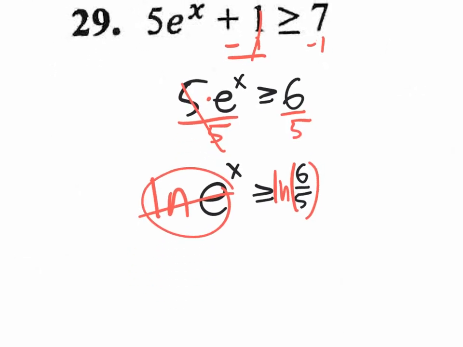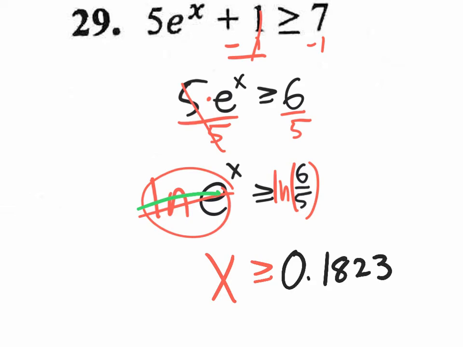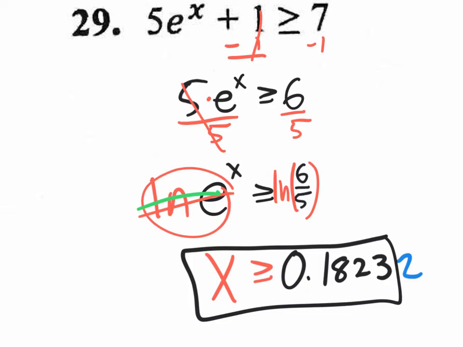So your answer will be, you see these guys canceled out, the x came down, it's greater than or equal to, and if you actually type in ln of the fraction 6 divided by 5 on a calculator, you will get, sorry, it took me a while, 0.1823, because the next number is a 2, which won't change the 3. So this is your final answer for number 29.